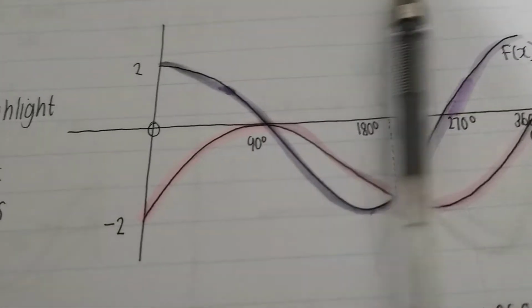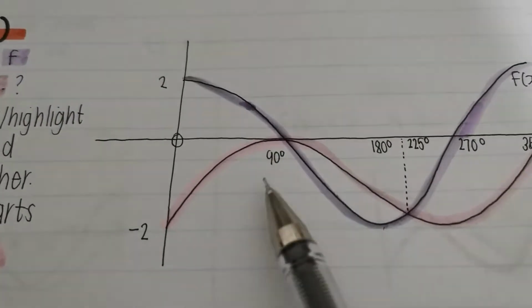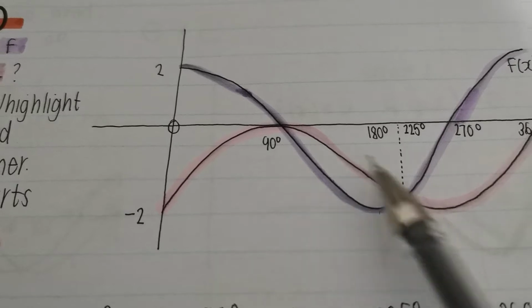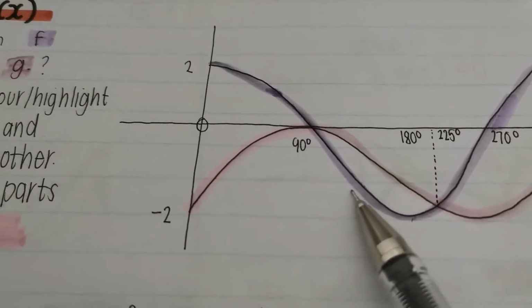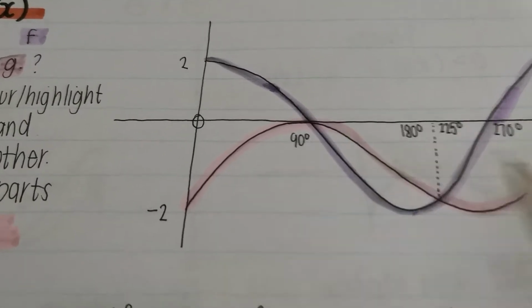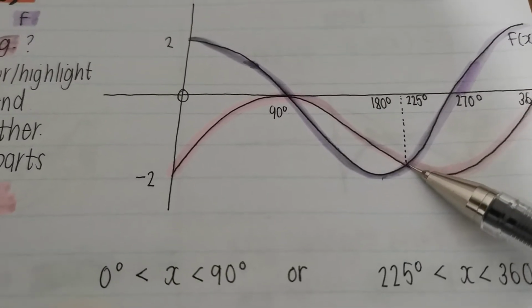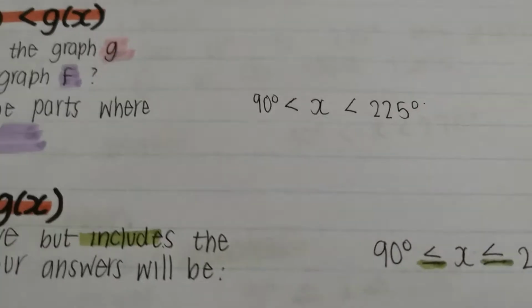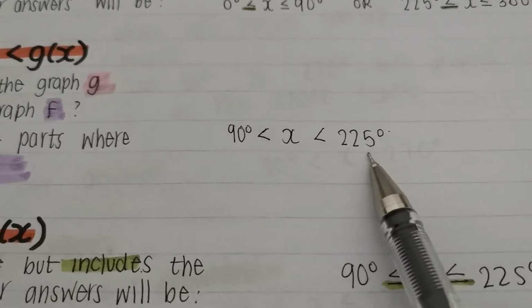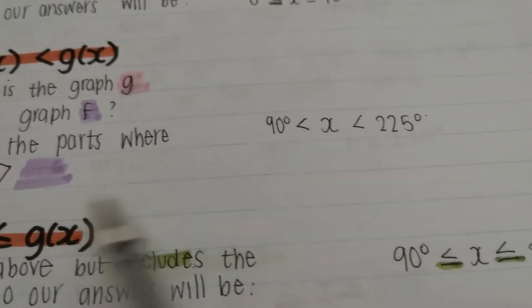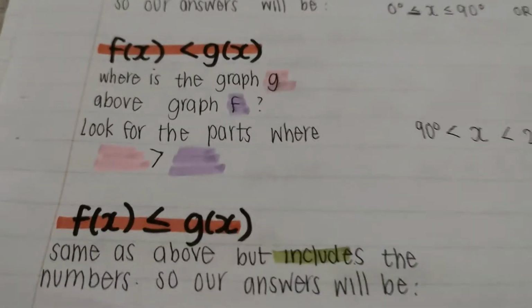We already discussed this. Can you see from this point over here till this point over here, pink is on top of purple. You can see it. Okay, so that means from 90 degrees till 225 degrees. So there we go. From 90 degrees till 225 degrees. The x is in the middle. Always face your inequalities towards the left.